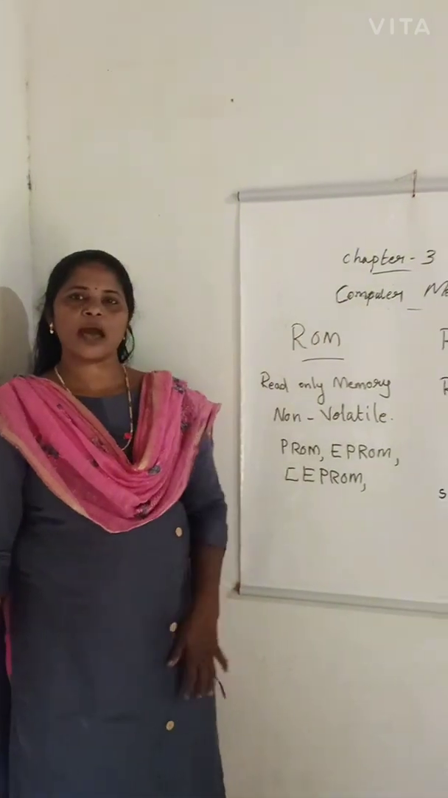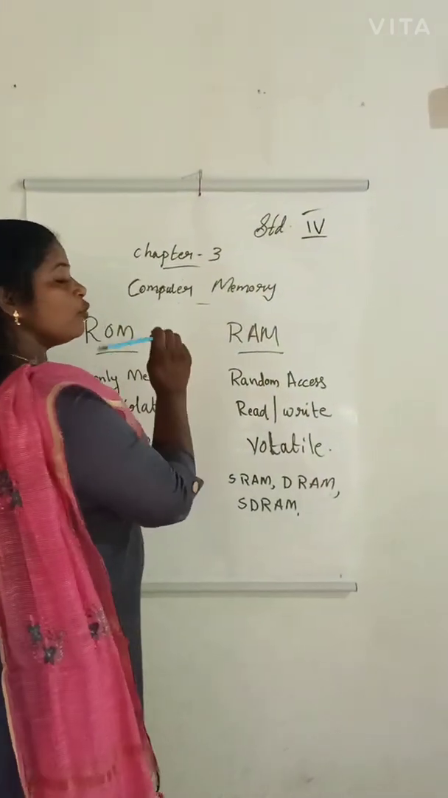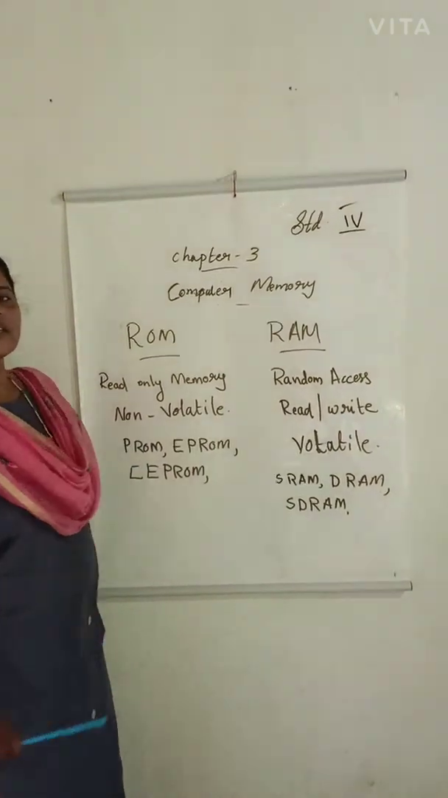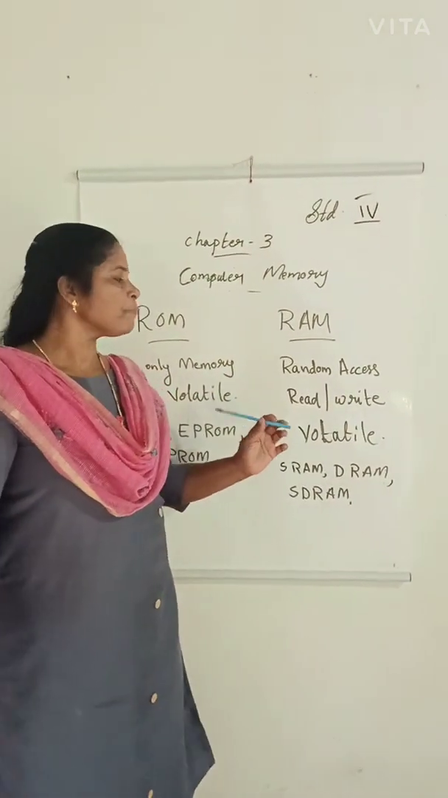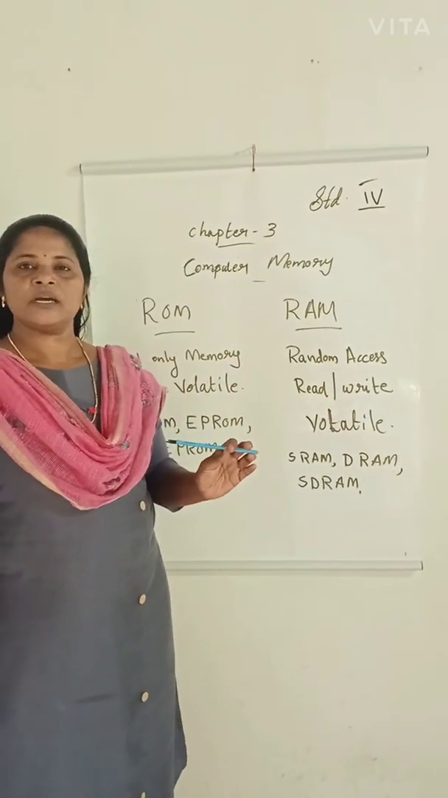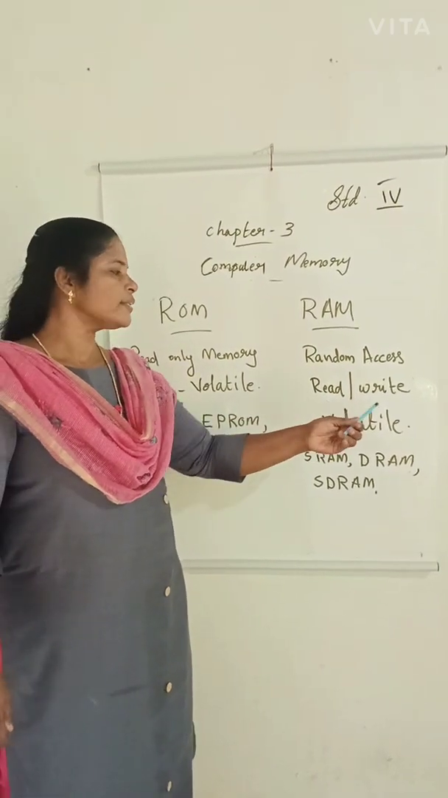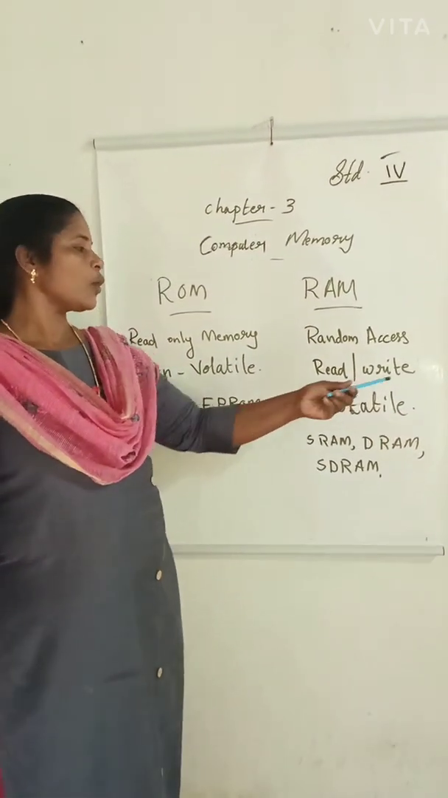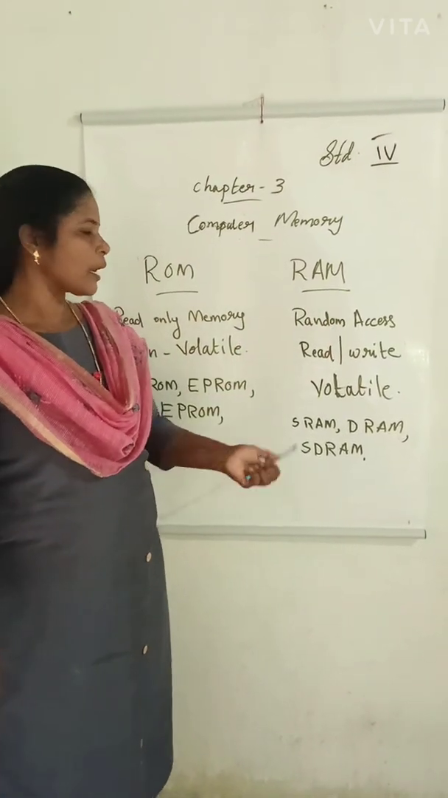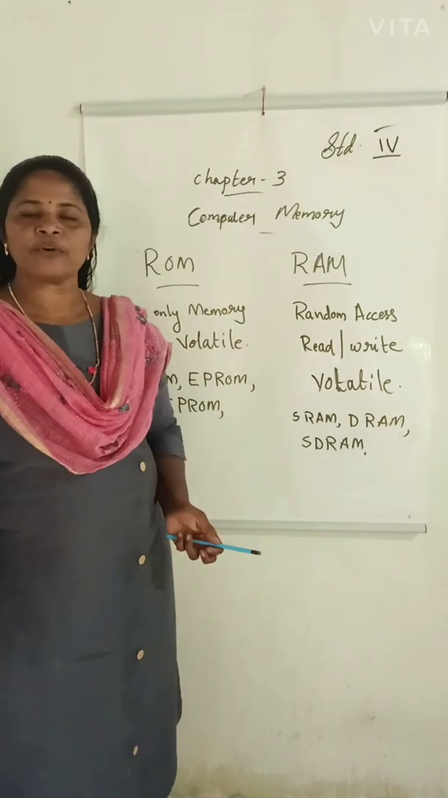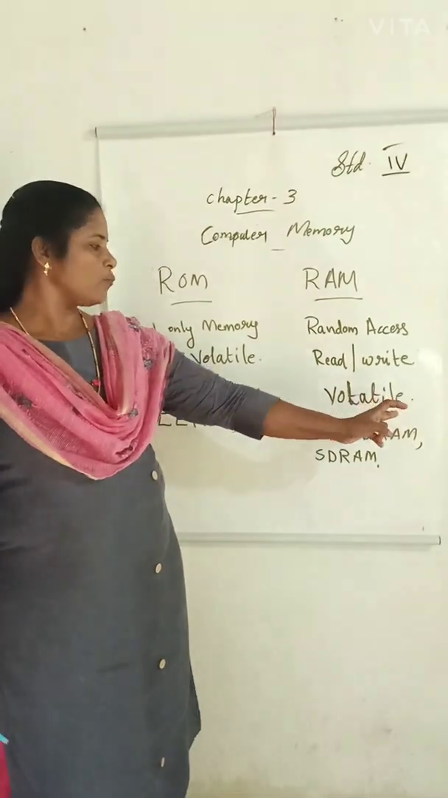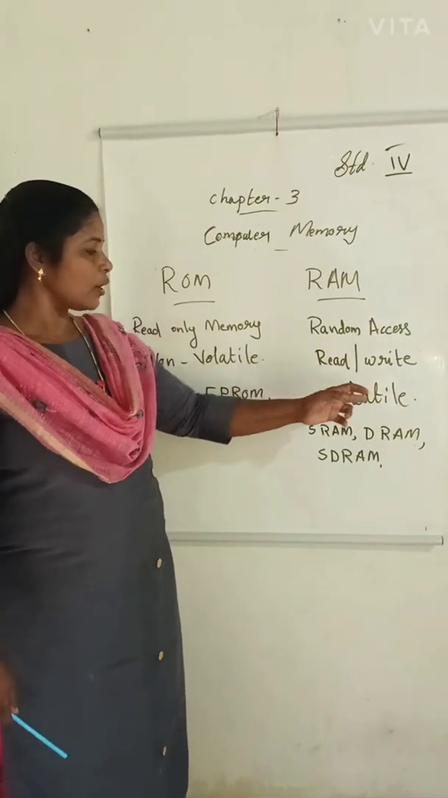And the next one, RAM. What is the full form of RAM? RAM means random access memory. It is used to read and write. The user can add data in RAM, and it is also possible to write data and access data from RAM. When the computer is switched off, what happens? The data stored in the RAM also disappears. So it is called a volatile memory.